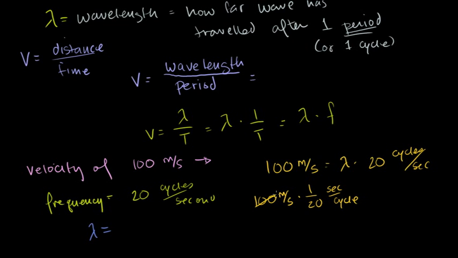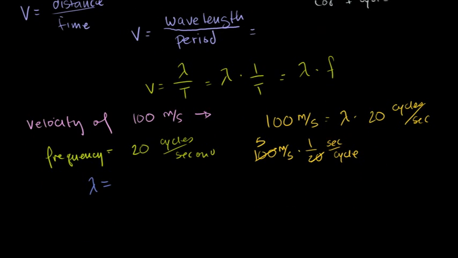And then this becomes a 5, this becomes a 1. So you get 5, and then the seconds cancel out. So you get 5 meters per cycle, which would be your wavelength in this situation. So it's 5 meters. You could say 5 meters per cycle, but wavelength implies that you're talking about the distance per cycle.